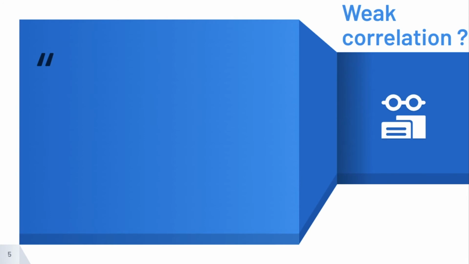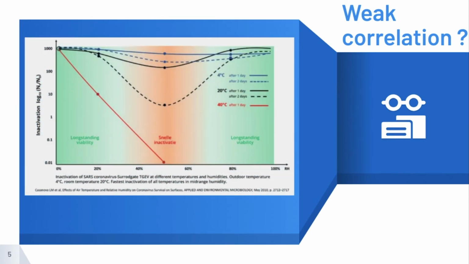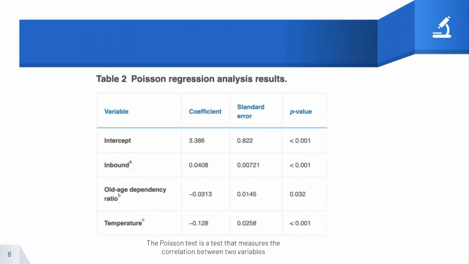Research on the association between temperature and number of COVID-19 cases has been scarce to date. The diversity of climate in Japan has enabled us to examine the relationship between temperature and number of cases to some extent. They used the Poisson test to measure the correlation between two variables, although other confounding factors such as humidity could not be included, which might have influenced the results.